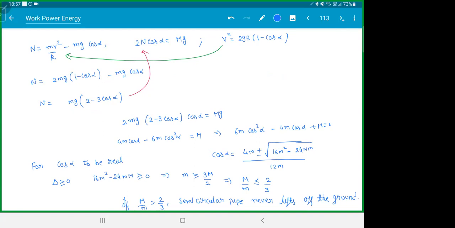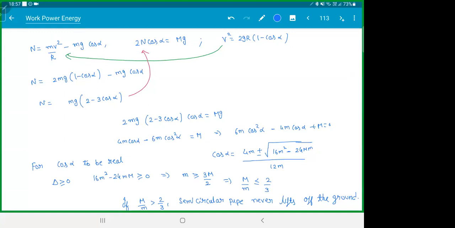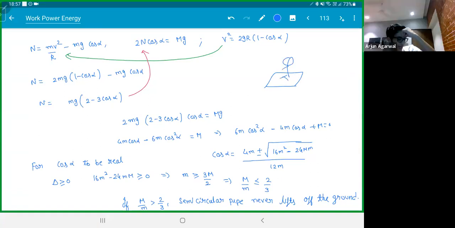Clear with this? Any doubts? Sir, if the mass of the pipe is less than the mass of the two balls, then how is it balancing the balls in the initial position? Why? Matlab, you have a weighing machine. If you go and stand on the weighing machine, should the weighing machine be more heavier than you?